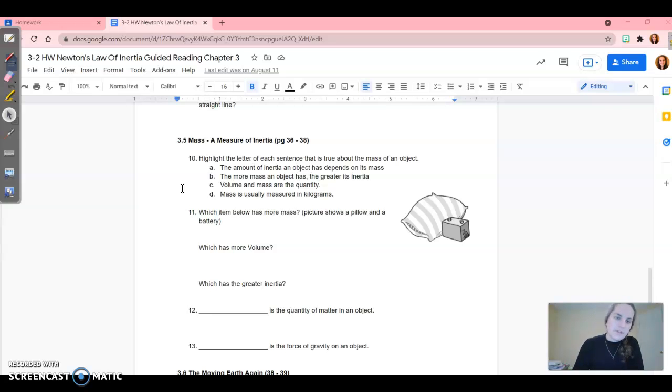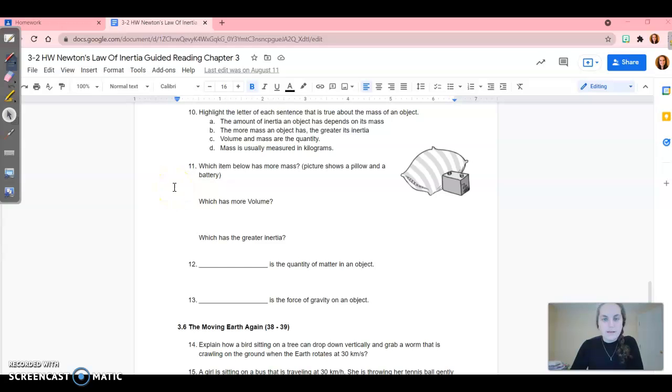All right, number 11, which item below has more mass? The picture shows a pillow and a battery. More mass, that's going to be the battery, right? The battery has more mass than the pillow, while the pillow has more volume because it takes up more space. And which has greater inertia? Inertia is a property of matter, so it depends on how much mass you have. Because the battery has more mass than the pillow, it's going to have more inertia, meaning more resistance to a change in the state of motion.